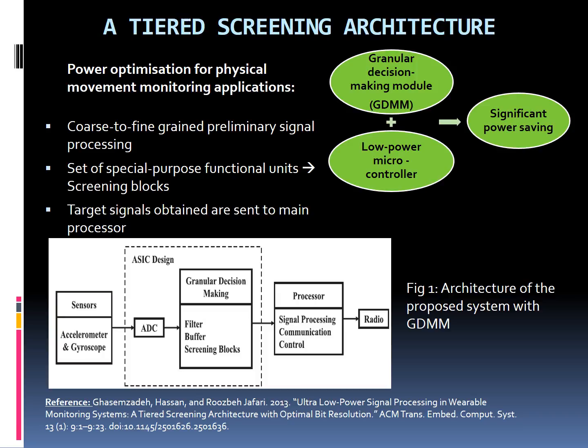In this module, the signals undergo preliminary processing through a set of special purpose functional units called screen blocks. After this preliminary processing, the resulting signals are said to be the target signals, which will be sent to the main processor for further actions, instead of processing all the incoming signals continuously, which results in power wastage.